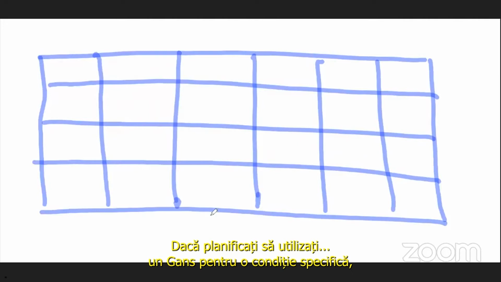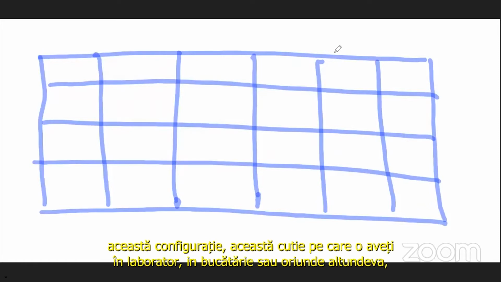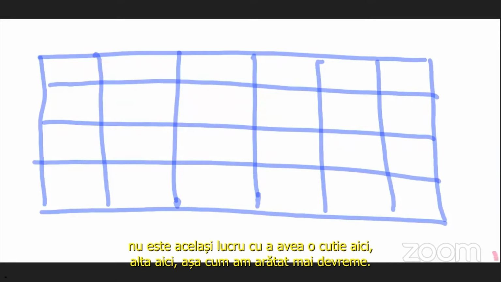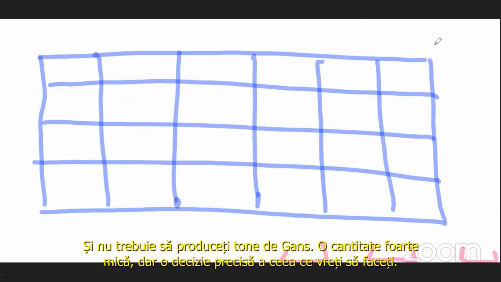If you are planning to use a GaNs for a specific condition, especially for food or whatever, you have to realize that this configuration, these boxes you have in your lab or in the kitchen or whatever, is not the same as having a box here and a box there, as I showed before. I use boxes like this as part of developing GaNs for a specific job, and you don't need to produce tons of it. Very small amount, but precise decision making on what you want.